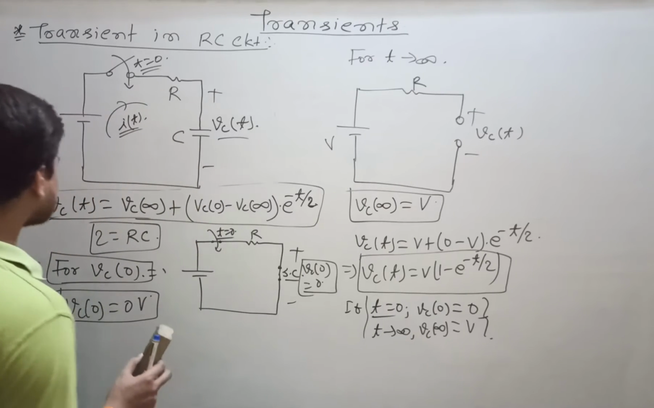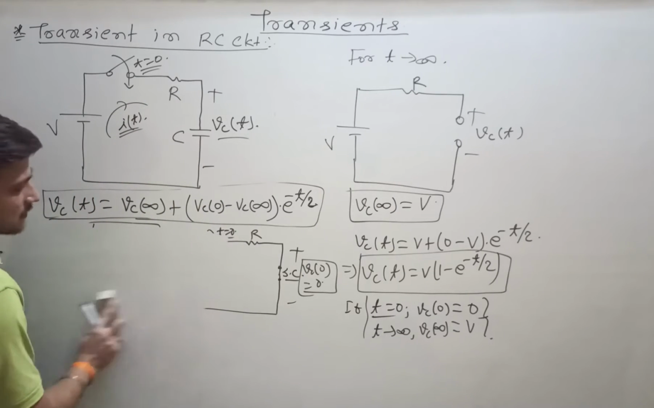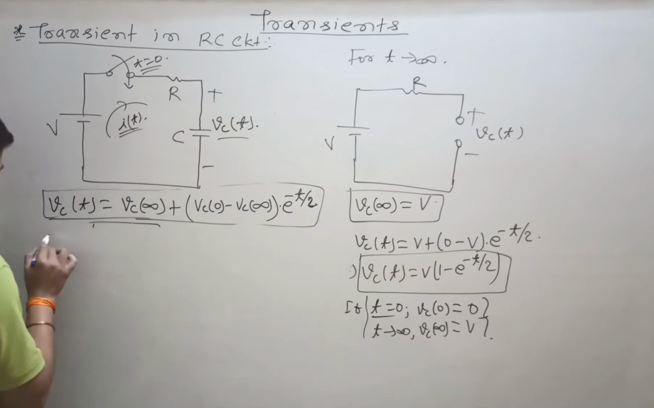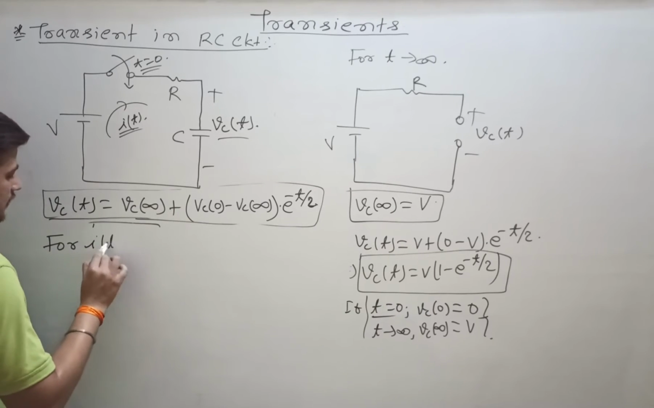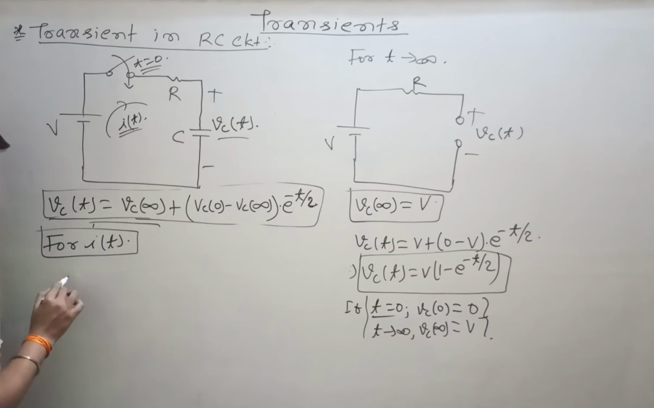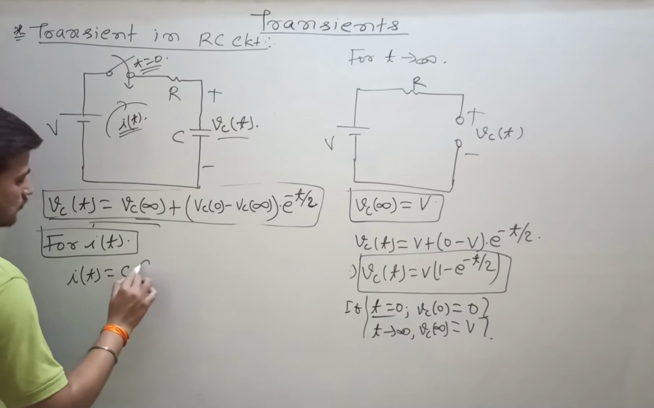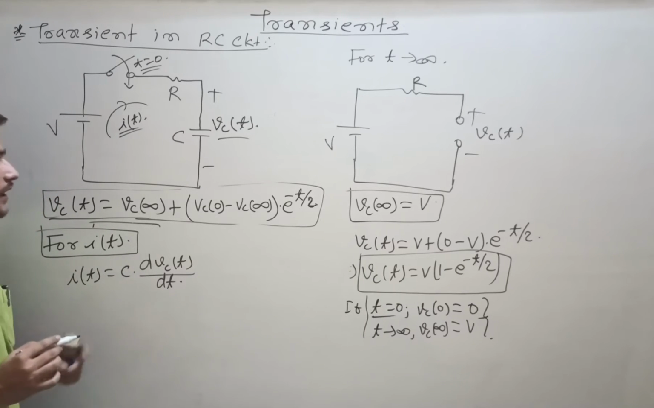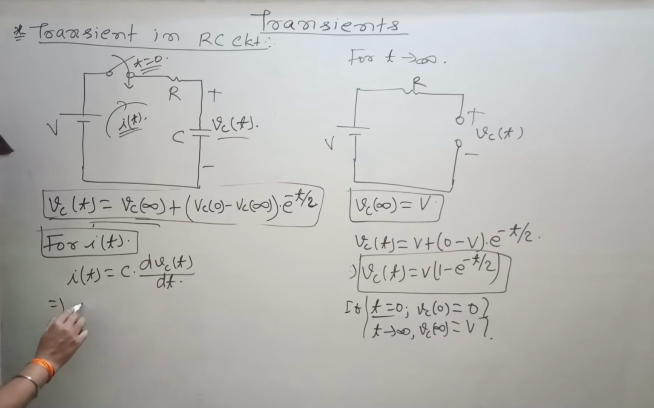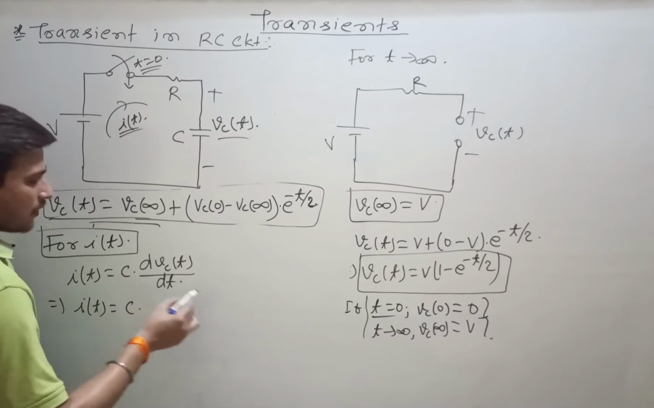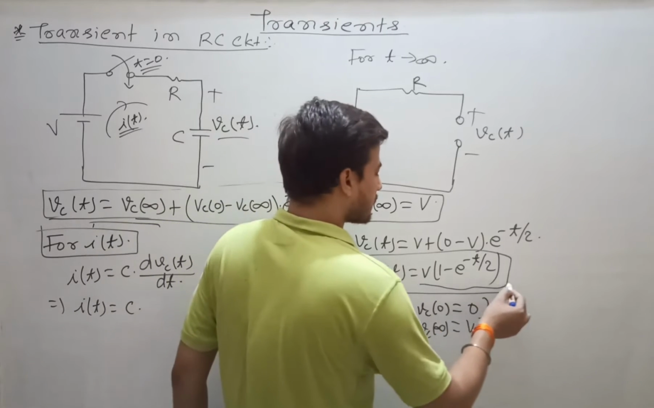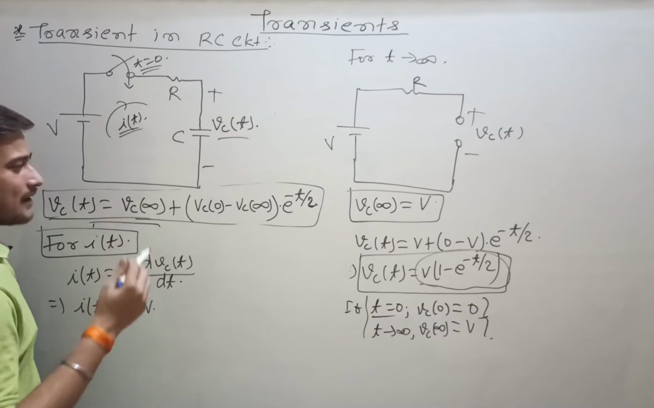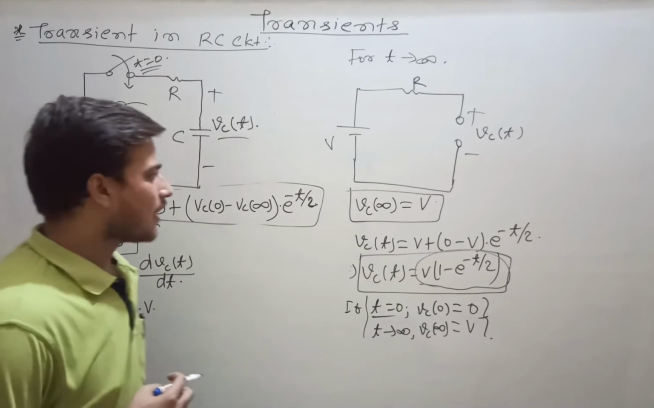Next, we have to find the expression for I(t). For I(t), what do you know? You know that the expression of I(t) is C into dVC(t) upon dt. So from here I(t) will be equal to C into, now we have to differentiate this expression with respect to t. So here it will be V into e to the power minus t by tau.